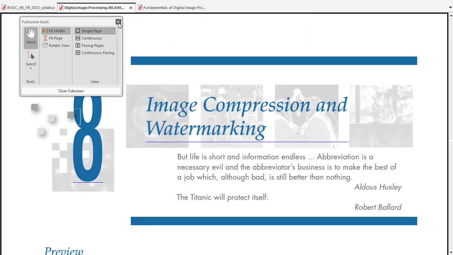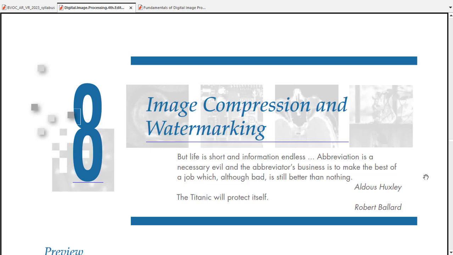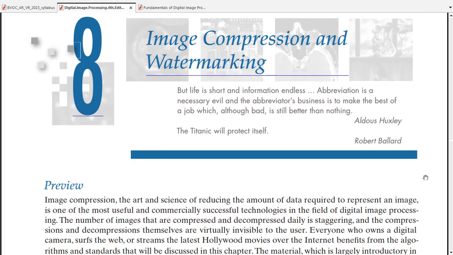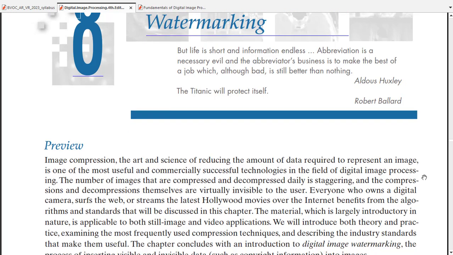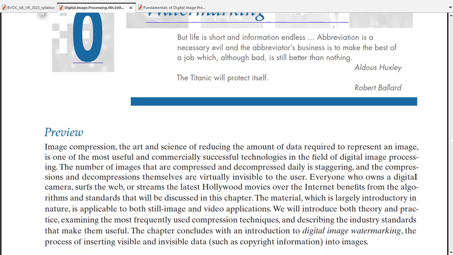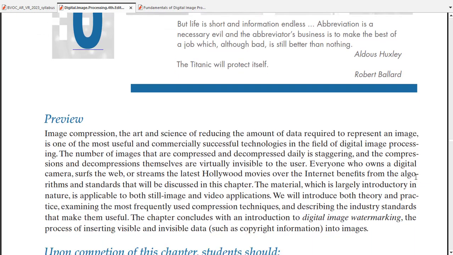Before that compression topic, what is the major role of image compression? The art and the science of reducing the amount of data required to represent an image is one of the most useful and commercially successful technologies in the field of digital image processing. That is, image compression is a major way to reduce the size of this data. Data here means image.